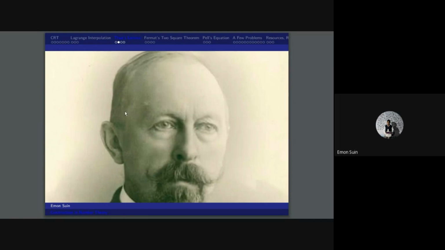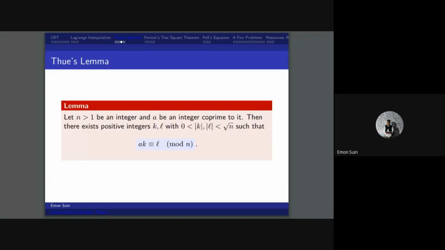So what we get from the statement: let n greater than 1 be an integer and a be an integer coprime to it. So what we have is GCD of a and n to be 1, and n is greater than 1. Then we claim that there exist positive integers k and l with 0 less than mod k, mod l, less than root n.